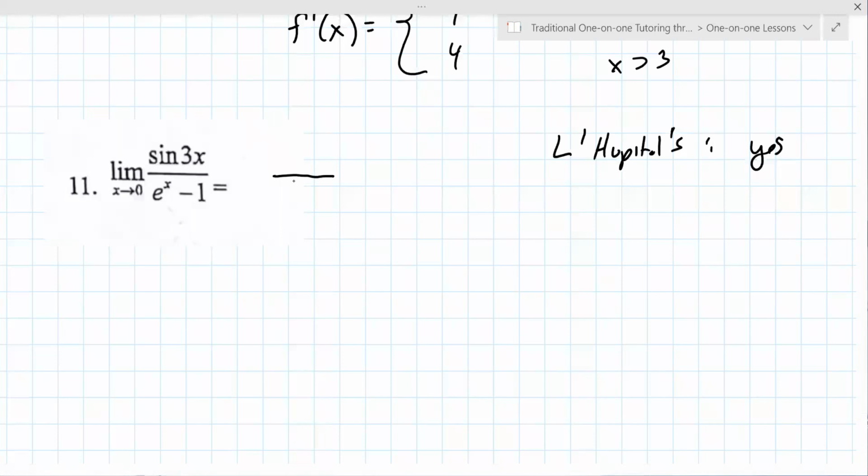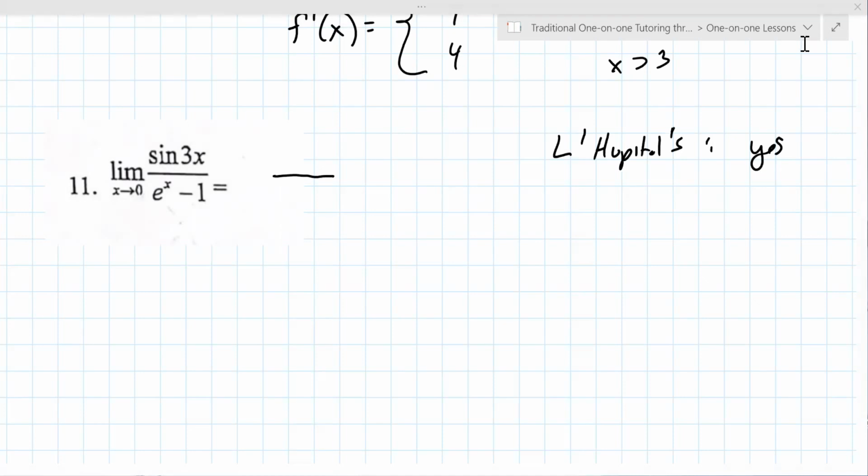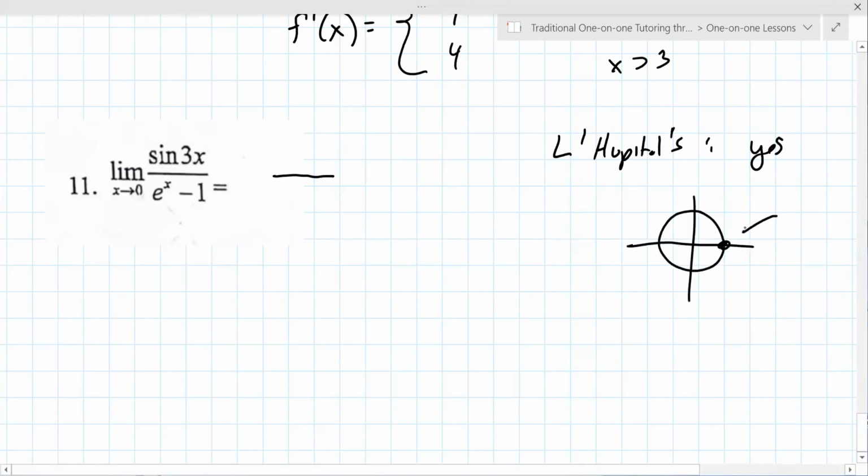So sine of 0. Sine of 0 is 1, right? Sine of 0 is 0. So you're looking at the unit circle. What's the y value right there? Oh yeah, it's (1, 0). That's fine. Okay, and then so it's 0 over e to the 0. Is e to the 0 1? E to the 0 is 1. Okay, 1 minus 1, so it's 0 over 0. Okay, so this is indeterminate form.